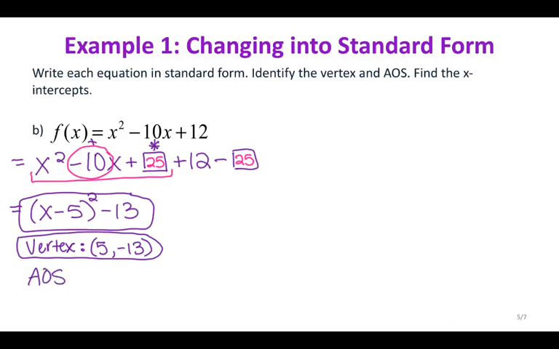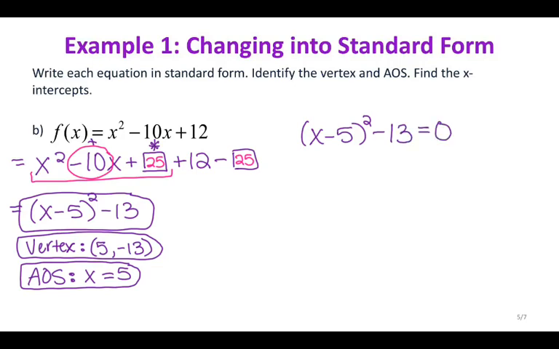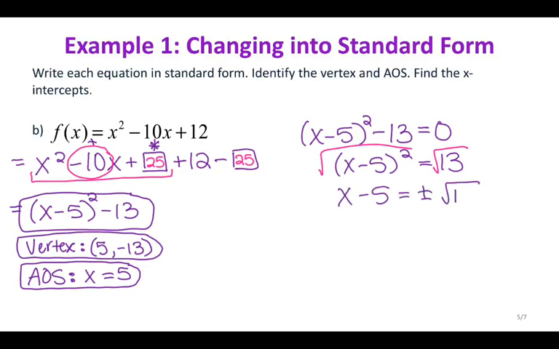From there, I can identify my axis of symmetry, that's x equals, and I'm going to take the x-coordinate of the vertex, which was 5. And the last thing we want to do is to find the x-intercepts. In order to do that, I'm going to take my equation in vertex form, and I'm going to set it equal to 0. So from here, I can add 13 to both sides. That gives me x minus 5 squared equals 13. To undo a square, I'm going to square root. That gives me x minus 5 equals plus or minus square root of 13.